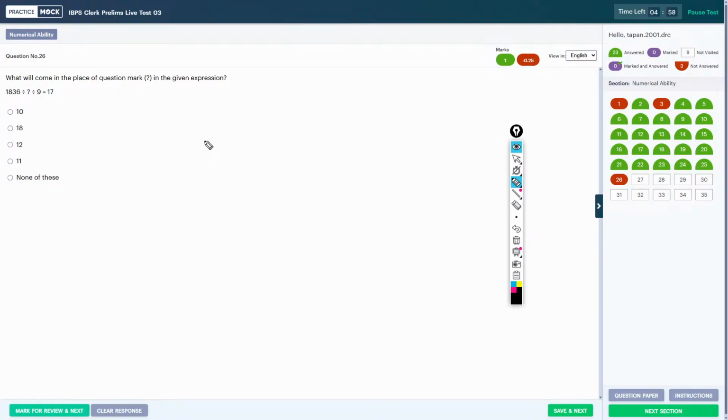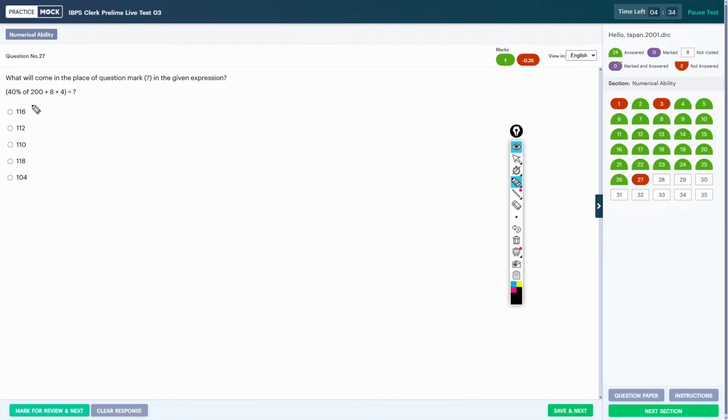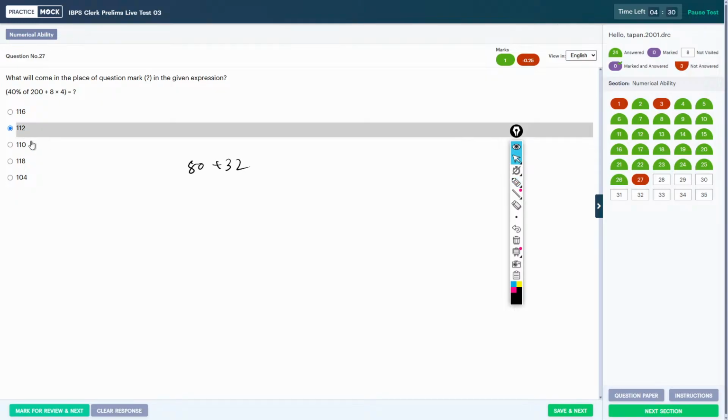The next one is into 9. Okay. 1836 by 9x is 17. In 1, 1, 3, 1, 3, 6, 8, so 12. Then the next one is 40, 80 plus 32, 112.